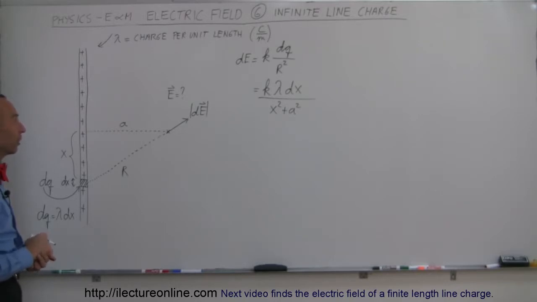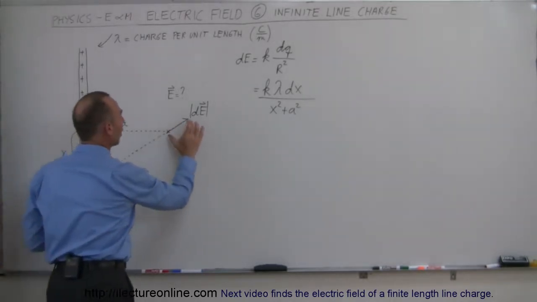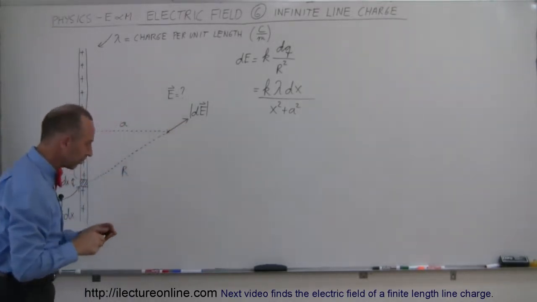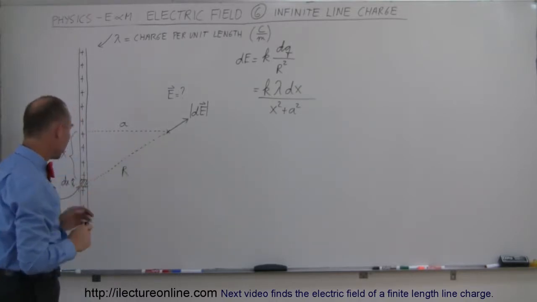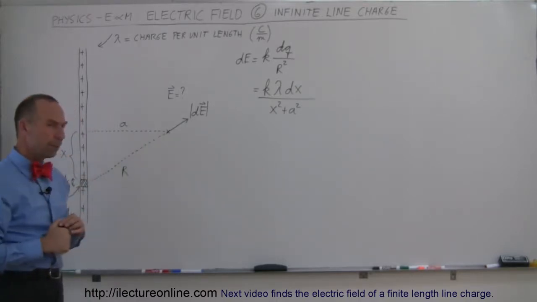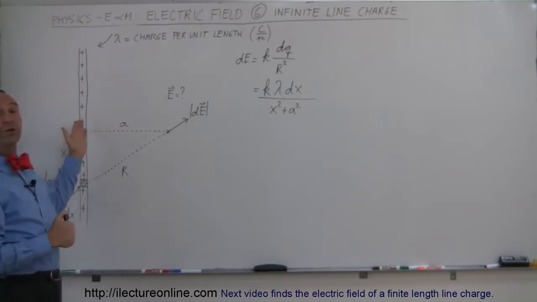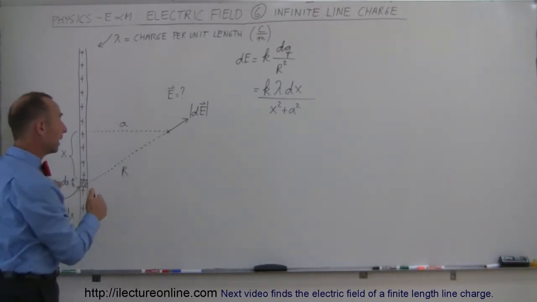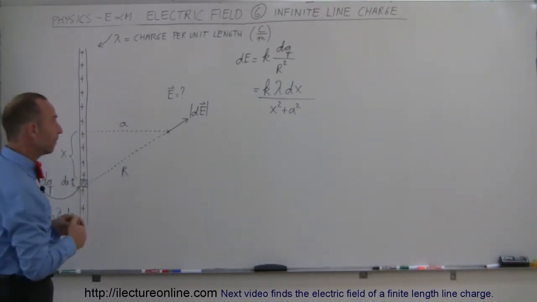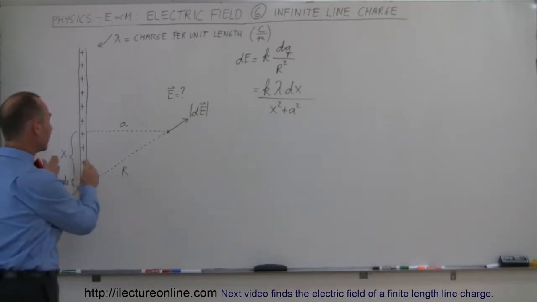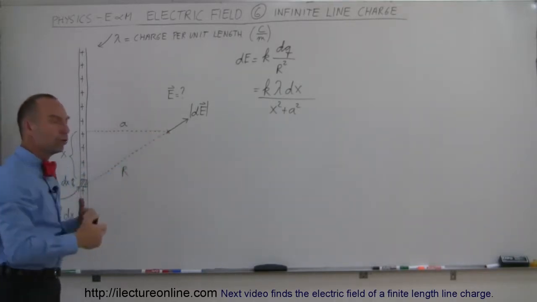We get x squared plus a squared. So that is the magnitude of the electric field at that location due to this small charge. Now remember, there's actually a much easier way to do this problem. We can use Gauss's law, and I believe I do have a video out there where you can find the electric field at this location using Gauss's law.